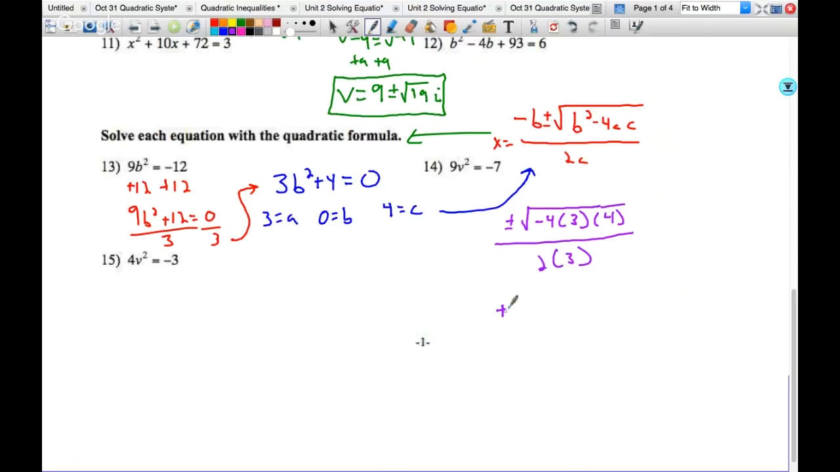This equals plus or minus the square root of, let's see, negative 12, negative 48, all over 6, which equals plus or minus the square root of 48 times i, all over 6. And we'll just leave our answer like that.